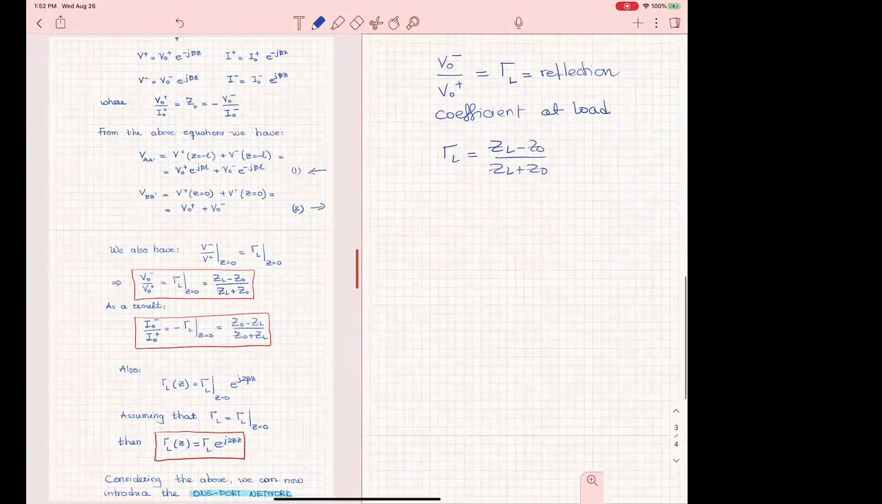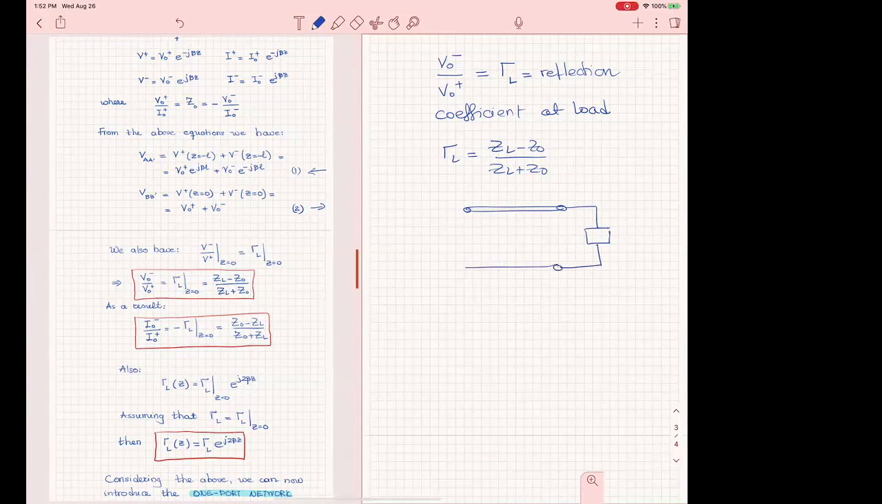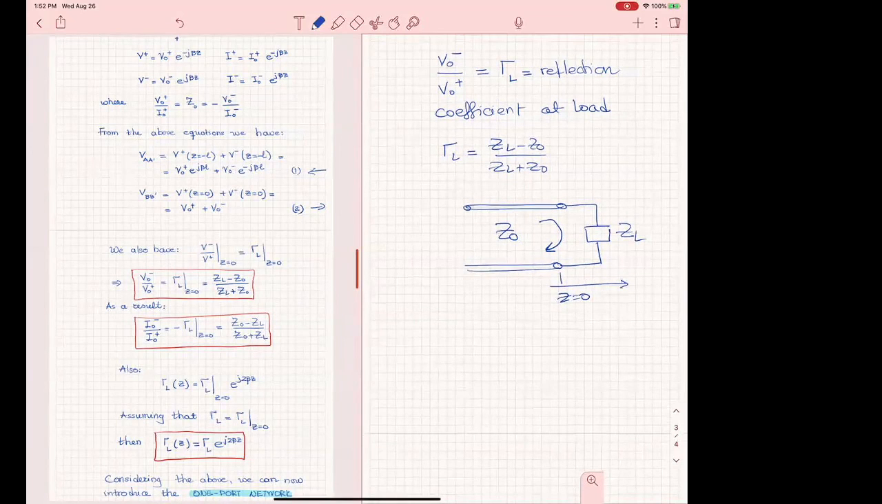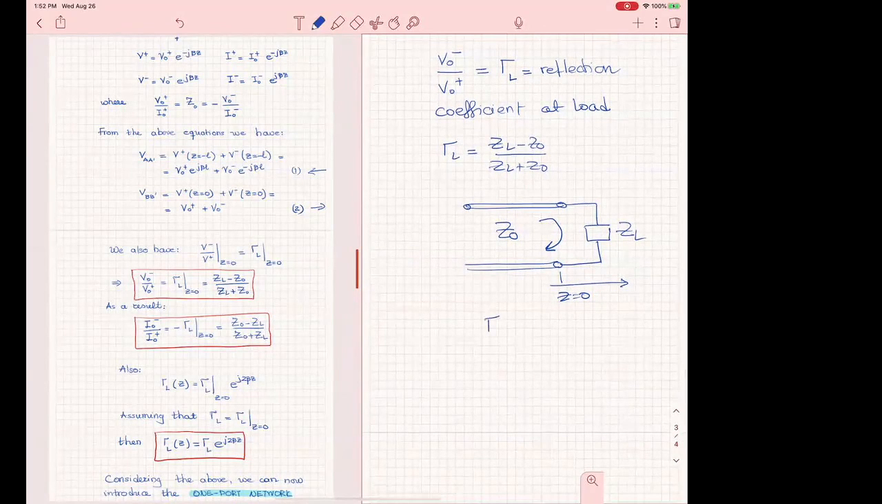So for example, when you have a transmission line that terminates at a load Z sub L, and this line has a characteristic impedance Z naught, there is a reflection here, and if this is Z equals 0, the way we have considered the coordinate system, then at that point, gamma sub L is given by this relationship that I put above. Okay, those things we have seen.